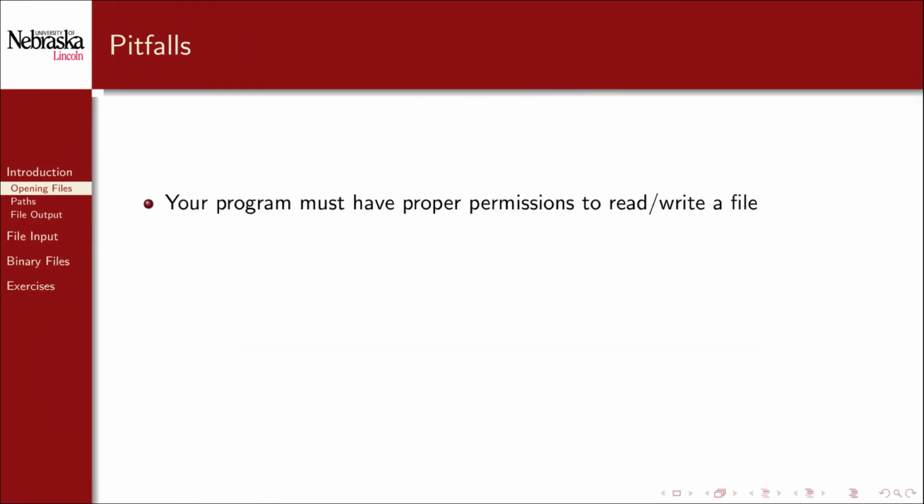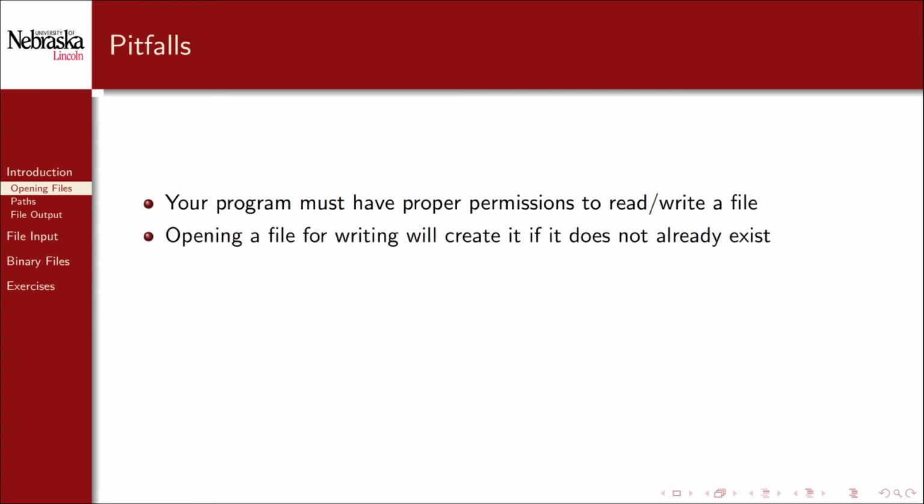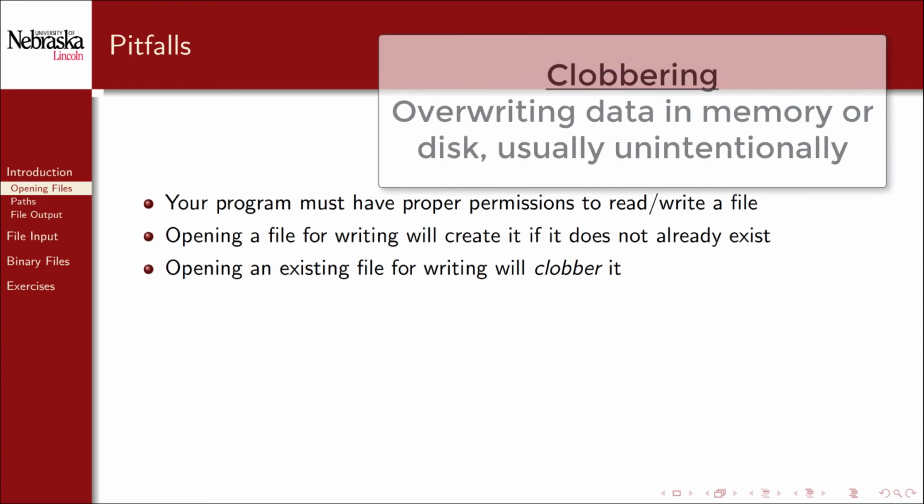As we saw, your program may not have the proper permissions to either read or write to a file. Thus, it's necessary to do error checking for the returned pointer. However, if you do have permissions, then opening up a file for writing will generally create a new file if it does not already exist. However, if you open up a file for writing that does already exist, it'll be clobbered, meaning that as you start writing to the file, you will overwrite any data that was already stored in it.